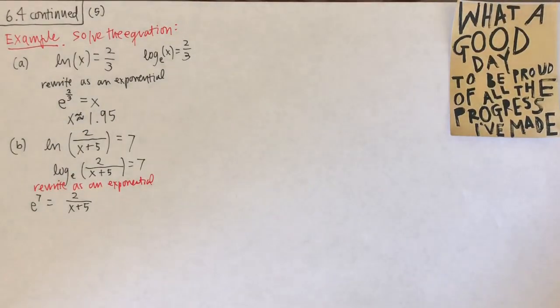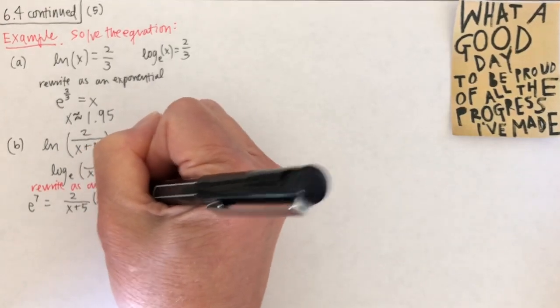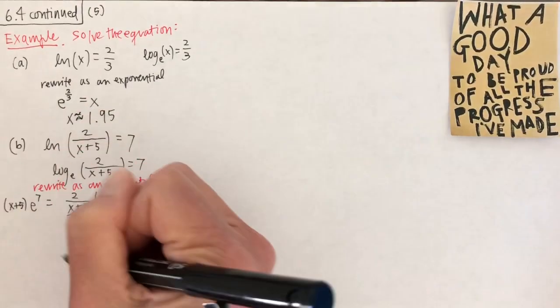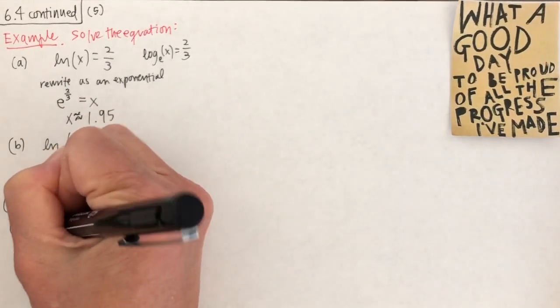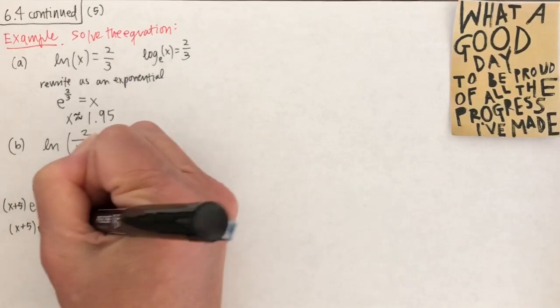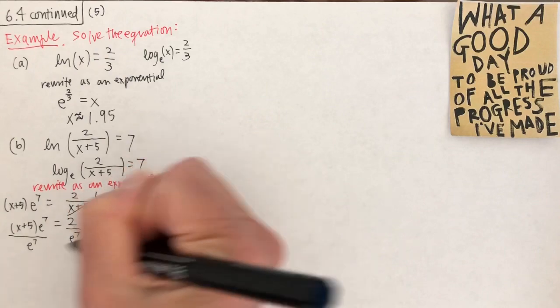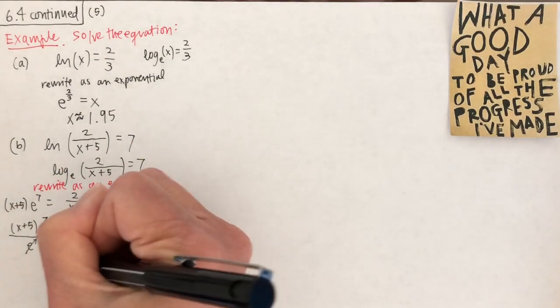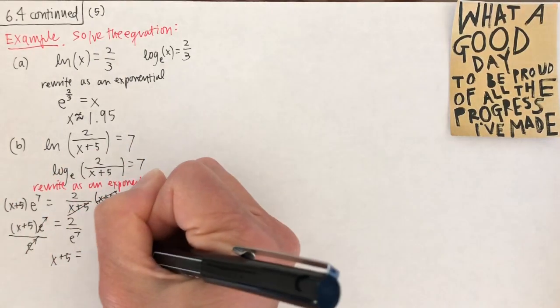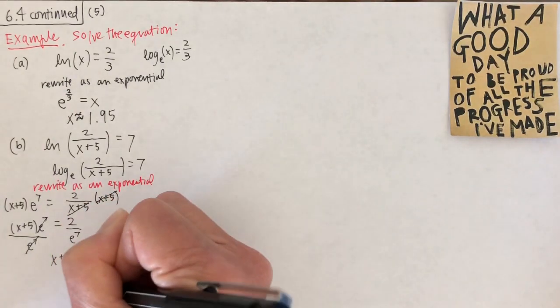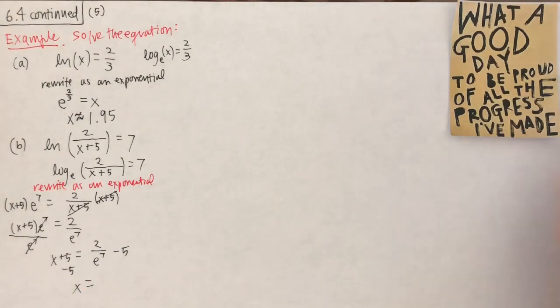And this is an equation I can solve. So I want to find out what x is. I'll multiply both sides by x plus 5. Cancels here. So x plus 5 times e to the 7th, that's just some number, equals 2. I'll divide both sides by e to the 7th. Cancel, cancel. So I have x plus 5 equals 2 over e to the 7th. I'll subtract 5 from both sides. So x equals 2 over e to the 7th minus 5.